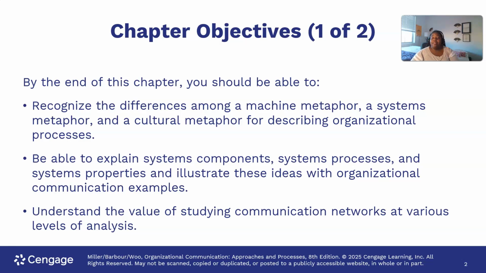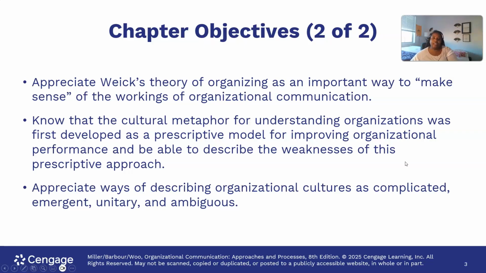Today, we're going to recognize the difference between the machine metaphor, systems metaphor, and cultural metaphor for describing organizational processes; explain the system's components, processes, and properties, and illustrate these ideas with organizational communication examples; and understand the value of studying communication networks at various levels of analysis. We want to appreciate Weick's theory of organizing as an important way to make sense of the workings of organizational communication, and know the culture metaphor for understanding organizations as versus developing it as a prescriptive model for improving organizational performance, and be able to describe the weaknesses of this prescriptive approach. Then finally, appreciate the ways of describing organizational values as complicated, emergent, unitary, and ambiguous.